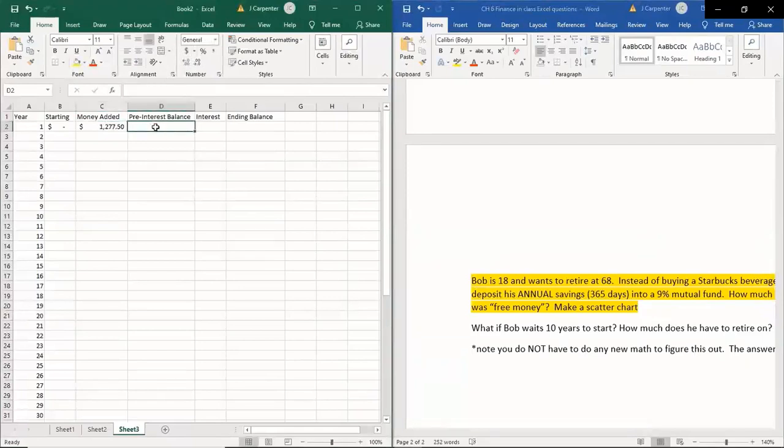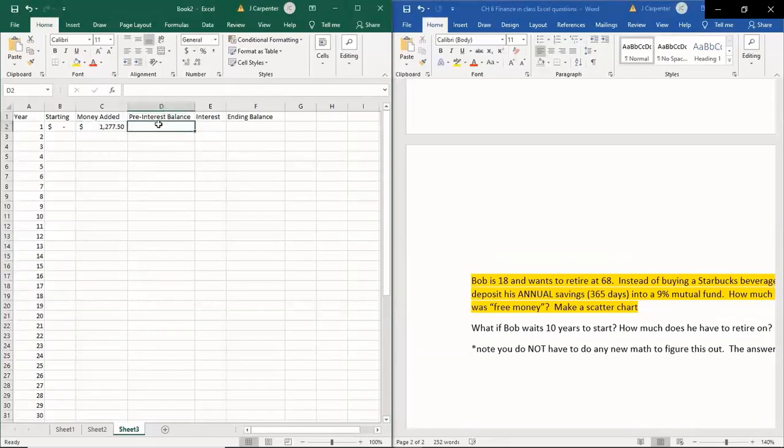Now, pre-interest, before we get any interest, let's say we put this at the beginning of the year. There are two different ways of doing this problem, whether you put the $1,277.50 at the first day of the year or the last day of the year. Let's assume we did it the first day of the year. So there's a year zero in theory where we built up our first $1,277.50 deposit. So year zero, we built that $3.50 up for a year. Then on January 1st of year one, we deposit the $1,277.50.